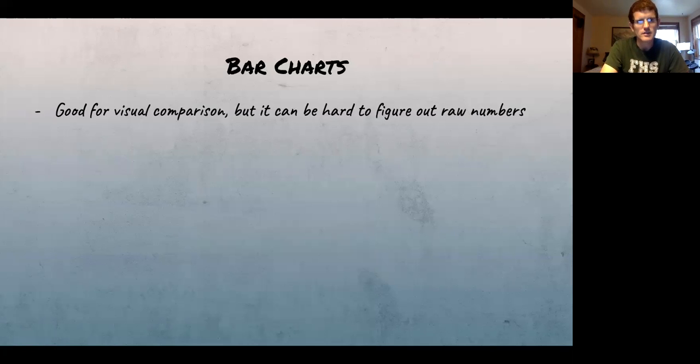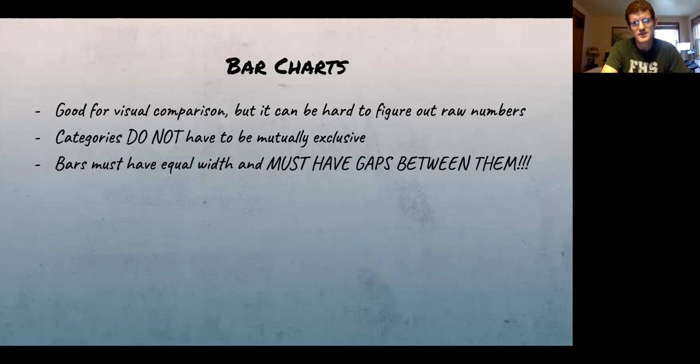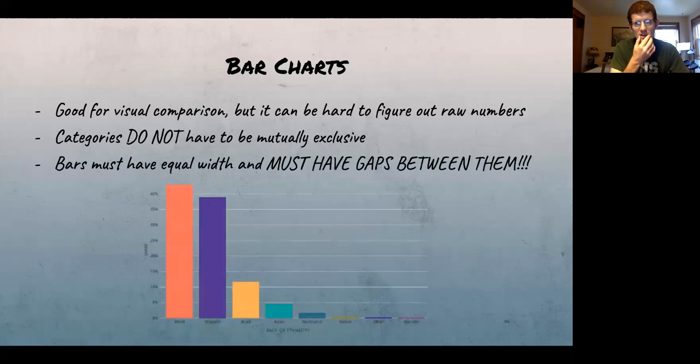Bar charts are good for visual comparison, but it can be hard to figure out raw numbers, and the categories do not have to be mutually exclusive. The bars must have equal width and must have gaps between them. So you can see the gaps between the bars, and all of them are equal width. About the second point, the categories not having to be mutually exclusive: in this example, we're talking about races, and it gives multiracial as an option. So you would fall into one of those categories.